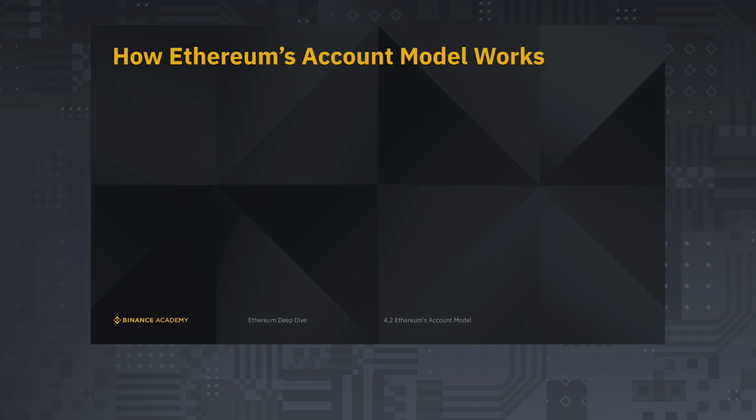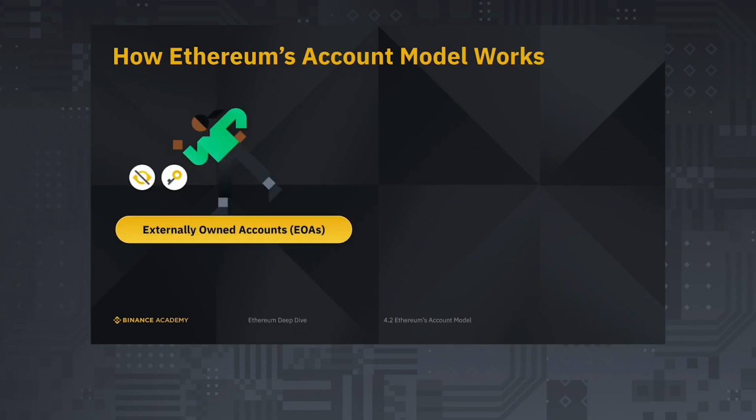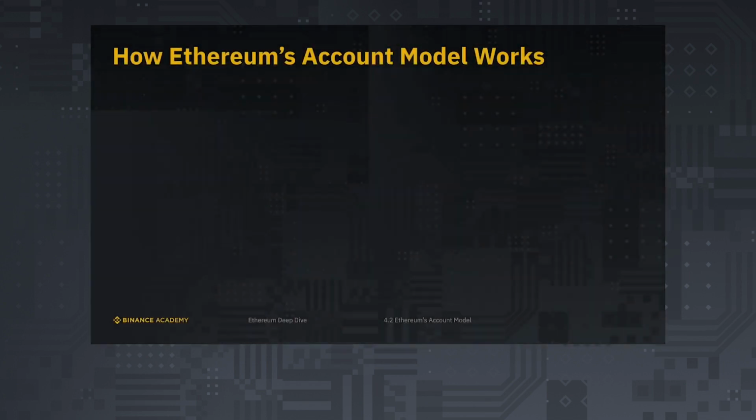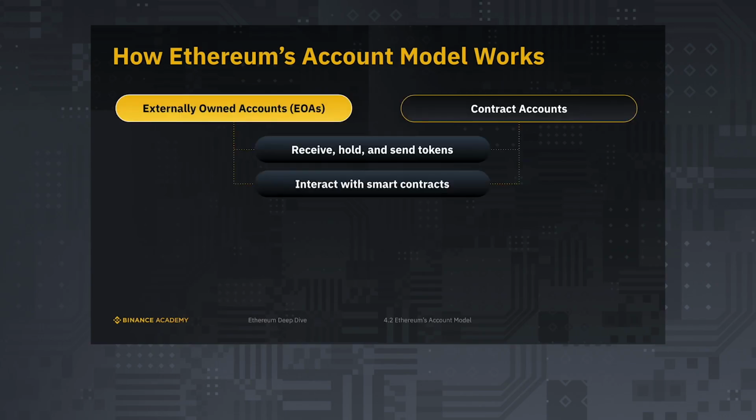Ethereum has two types of accounts. The first type is called externally owned accounts, or EOAs, which are controlled by anyone with private keys. The second type is called contract accounts, which are smart contracts deployed to the network and controlled by code. Both account types can receive, hold, and send Ether and tokens while interacting with smart contracts deployed on the network. But there are a few key differences between them.